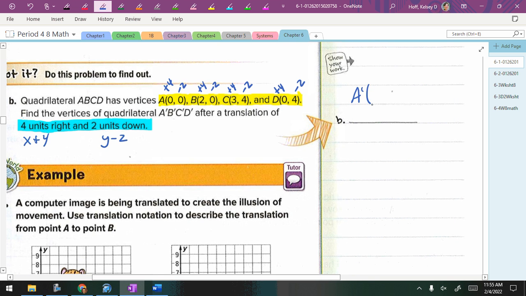You guys take a minute. Tell me where my new A prime, B prime, C prime, and D prime are. Add 4 to your x's. Subtract 2 from your y's.